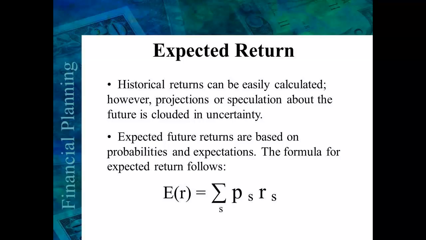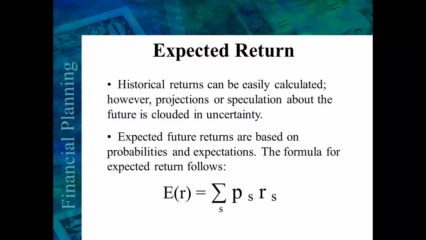In the last lesson, you learned about holding period returns. Historical holding period returns can be easily calculated based on actual data. However, projections or speculation about the future is clouded by uncertainty. The past can certainly be used as a proxy for what might be expected, but even that is unreliable for accurate projections. Because of the uncertainty, an expected return is based on probabilities and return expectations of possible outcomes.